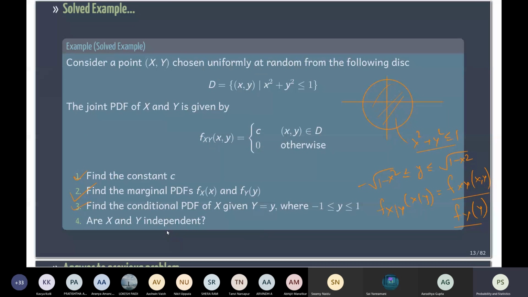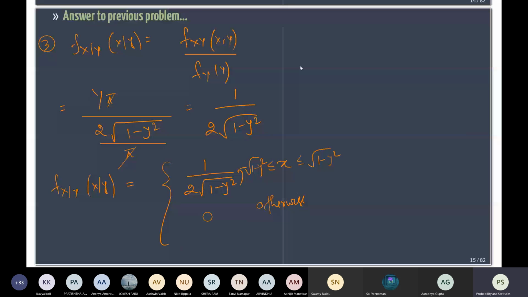And are x and y independent? One more thing we notice from here: can you identify this distribution? It is taking this form, so what kind of distribution is this conditional following? Can you guess? This is uniform, with the 1 by B minus A form.